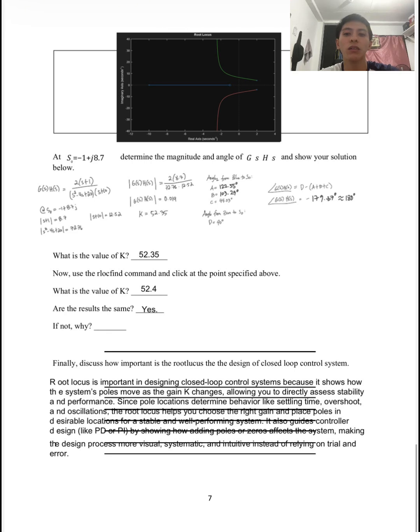Overall, this laboratory experiment was very helpful because it combined both theoretical calculations and MATLAB simulations. It improved our understanding of root locus analysis and showed how control gain affects the behavior and stability of a control system.